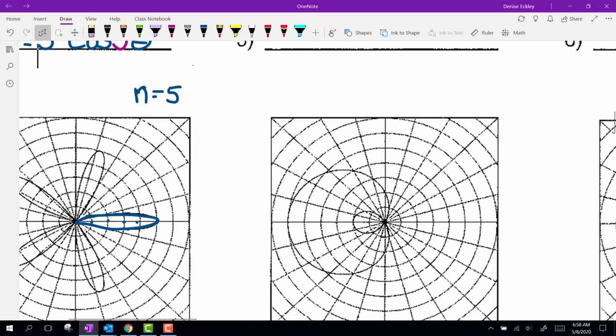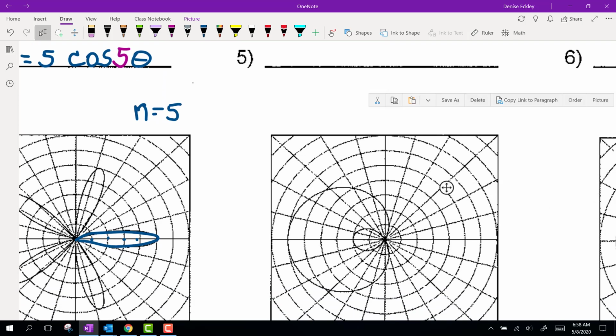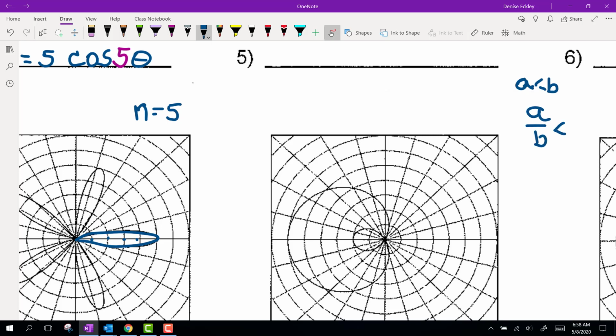Okay, our next curve is a limaçon, and it's centered along the negative x-axis. So we're going to have a negative sign in front of it. And we also want to notice that we have an inner loop, so that tells us that A is going to be less than B to get an inner loop, because remember, A over B has to be less than 1 in order to have an inner loop.